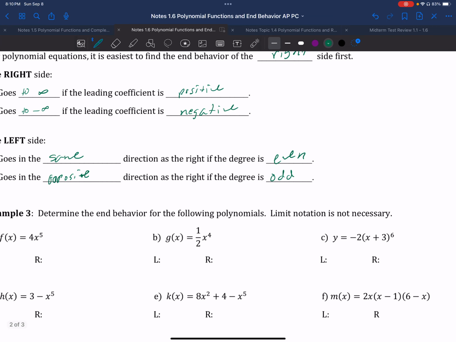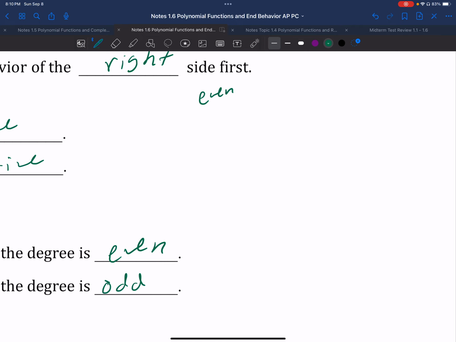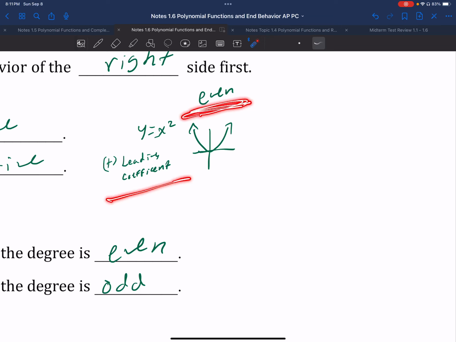Personally, I like to think of an odd and even function that I already know. So I know an even function that I already know, which is y equals x squared. And as you can see, if you remember from your parent functions, I can see both of the arrows going up, or I can look at the leading coefficient and see that it's a positive leading coefficient. And this will always happen to any even degree function with a positive leading coefficient. Both of the arrows will always go up, meaning both the limit from the left and the limit from the right side are going to be equal to positive infinity.